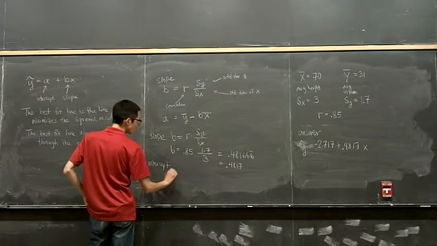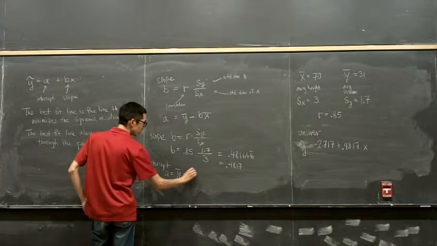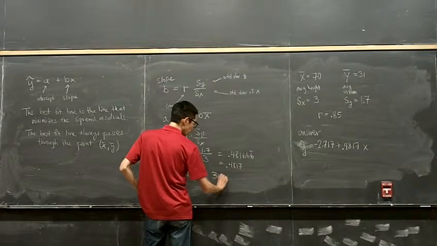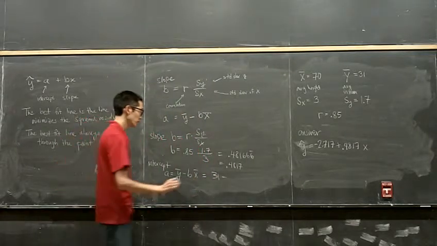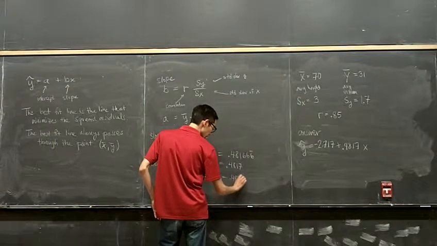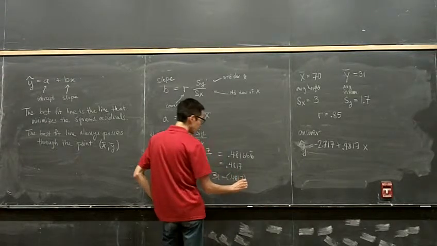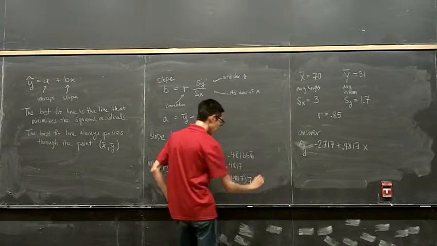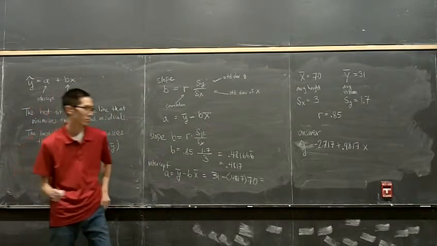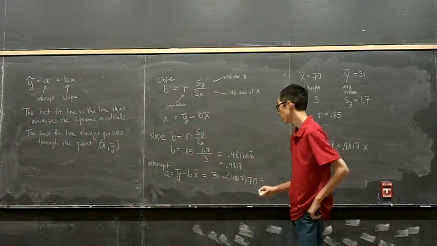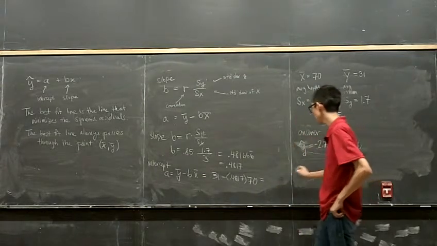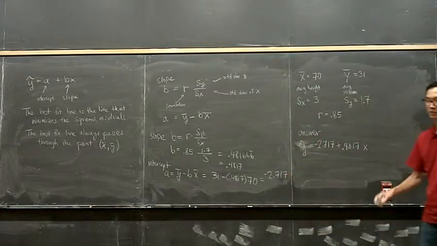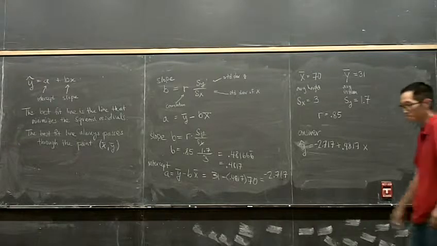Intercept is a equal to y bar minus b times x bar. What's y bar? 31. And what's b? 0.4817. And I multiply that by x bar, which is 70. When I calculate that out, what do I get? 33.82. So I do 31 minus that, and I get negative 2.719 or something around there, okay? It's good enough.